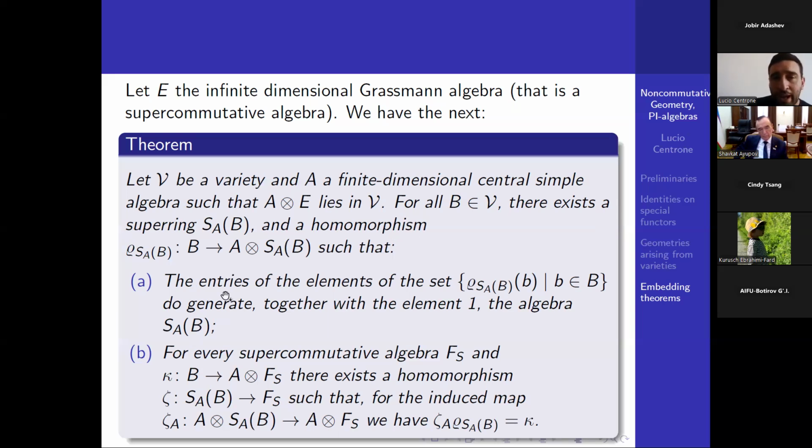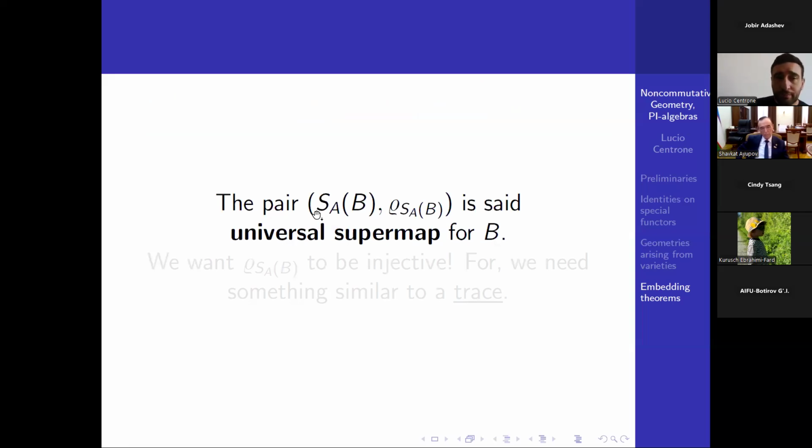universal condition. What are the entries of the elements? Okay, you have a homomorphism here, so you have a linear combination of something here, and this something is an element of A and an element of SAB. So the entries are exactly the elements of SAB arising from this homomorphism, simply this. Of course, you have a homomorphism, but if we go back to our first definition of the embedding problem, we would like this homomorphism to be injective. This is called the universal supermap, and of course, we are done if it turns out to be injective.